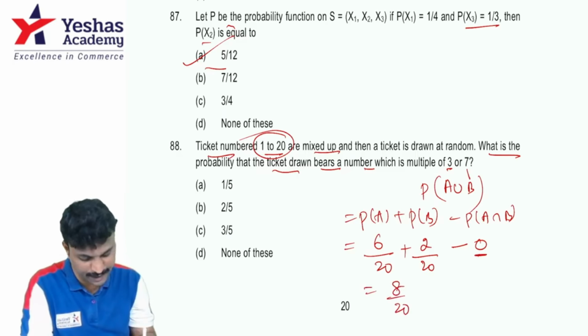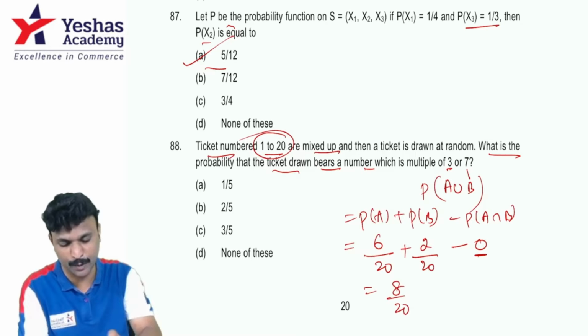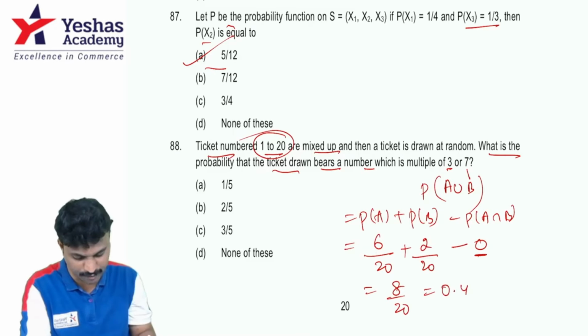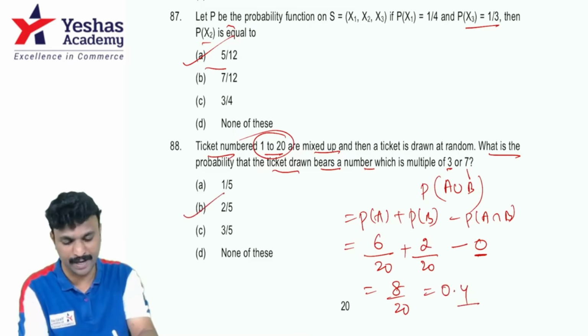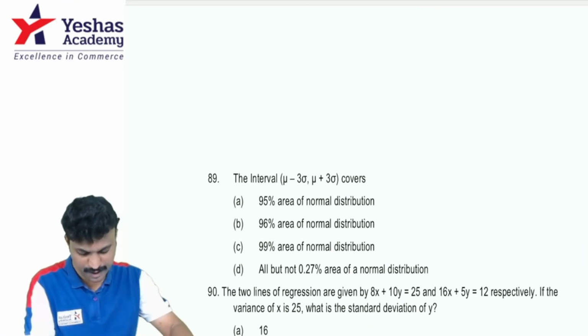8 by 20. Take a calculator, type 8 divided by 20, that fetches you 0.4. Option B is the right answer. Is this clear? Guys, moving on to the next question.